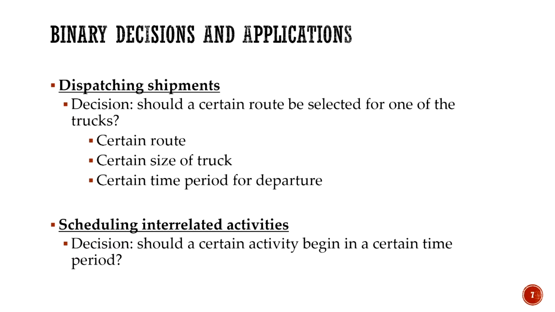Binary decisions are also used for dispatching shipments. Should a certain route be selected for one of the trucks? It can be applied to a certain route, certain size of truck, or certain time period for departure. So vehicle routing problems are one of the popular models under the dispatching shipment category.